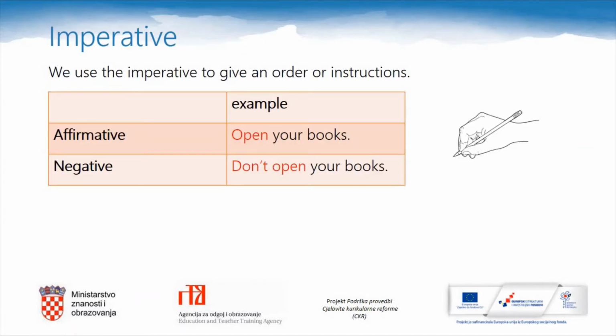When your teacher gives you an order, for example, open your books, she is actually using imperative. So she can order you or instruct you to do something or not to do something. Open your books. Don't open your books. Here are some more examples. Sit down. Don't sit down. Read. Don't read.